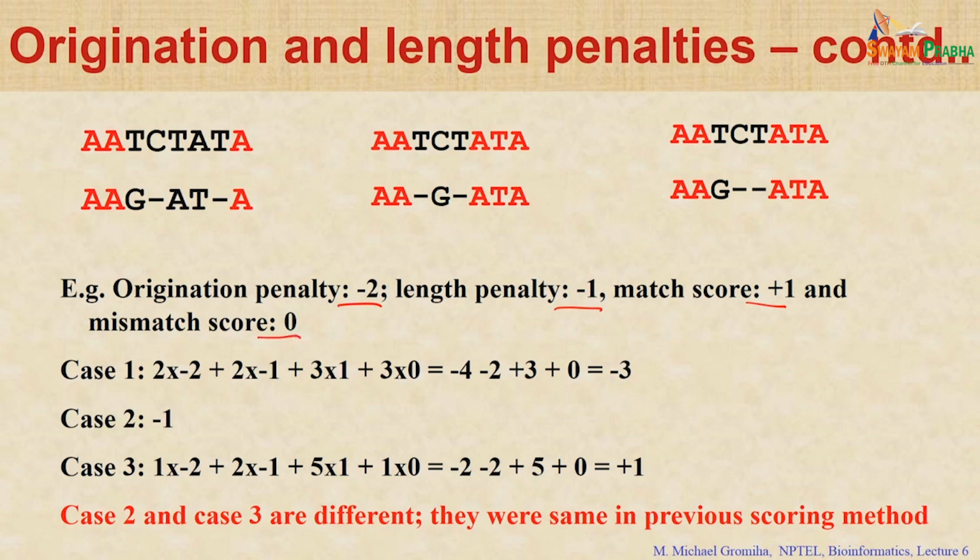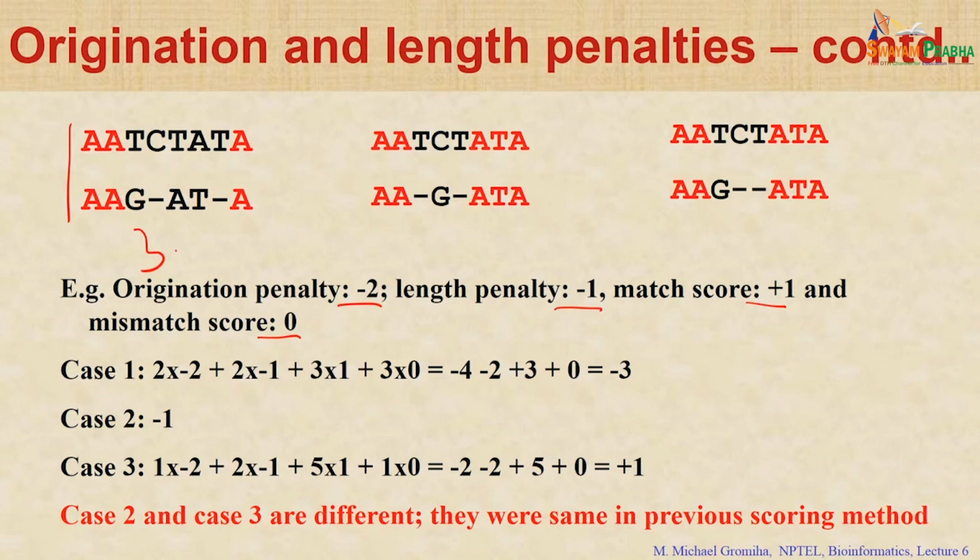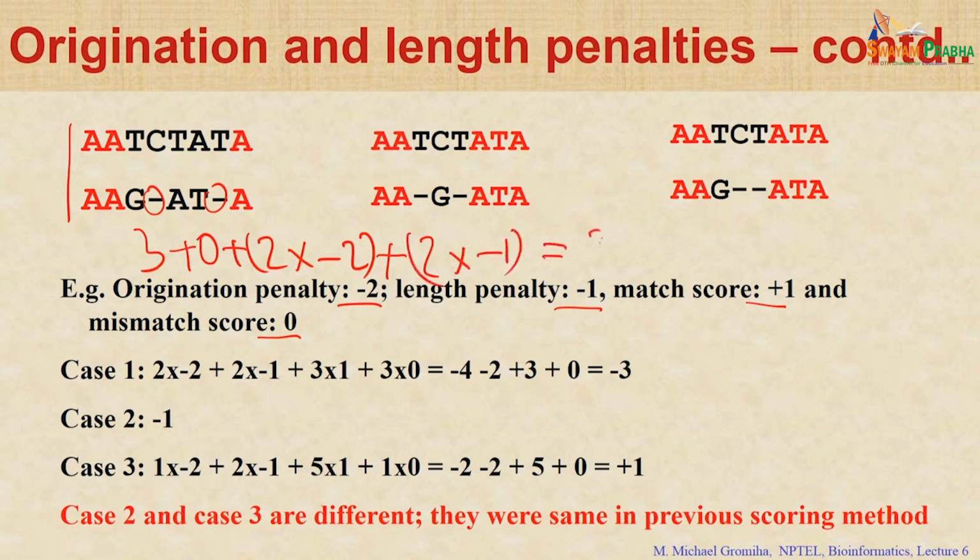If you do this, what is the score for the first alignment? What is the match score? 3. Mismatch score is 0 anyway, and how many origination penalties? 2 times minus 2, right, one we originate here, one we originate here. So, plus 2 into minus 2, and plus how many length penalties? 2, multiplied by minus 1. So, this will be 3 minus 4 minus 2, that is minus 6. 3 minus 6 is equal to minus 3, all right, fine.